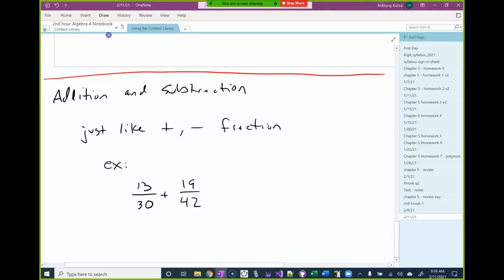So let's say we have 13 over 30 plus 19 over 42. How do we add two fractions? What do we need to do? The same denominator. So we have to get a common denominator. And when we dealt with fractions, any common denominator was usually going to be okay. We could get to the correct answer.